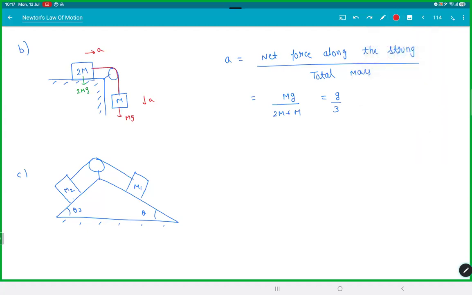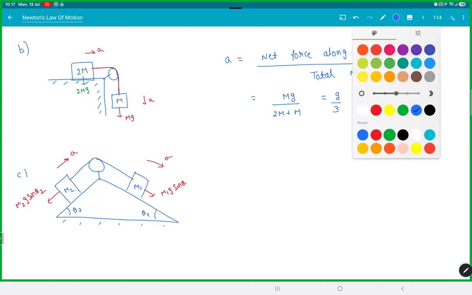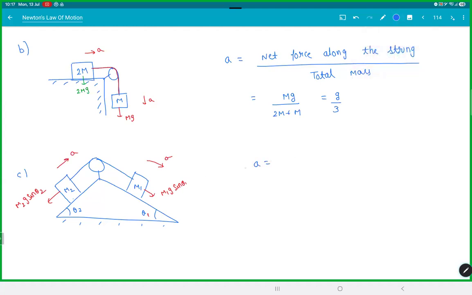Same logic here. What is this component? m1g sine theta 1. What is this component? m2g sine theta 2. I don't know which way it will go. I'll assume it is going this way, so A has to go upward. Same question, ask yourself: m1g sine theta 1 is doing what? It is helping the acceleration, same direction. What is m2g sine theta 2? It is opposing you. So both are fighting, divided by total mass. The net force by total mass. Done. You got an answer.